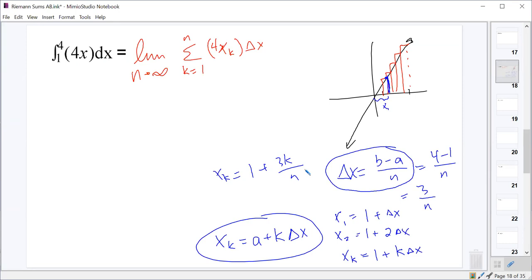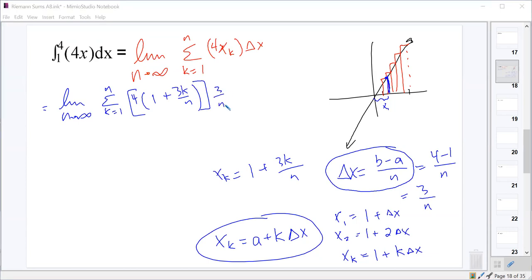Hopefully that's all right. So this now becomes a limit as n approaches infinity of a sum from k equals 1 to n of 4 x sub k. So 4 times 1 plus 3k over n times delta x, which is 3 over n. Everybody good there?